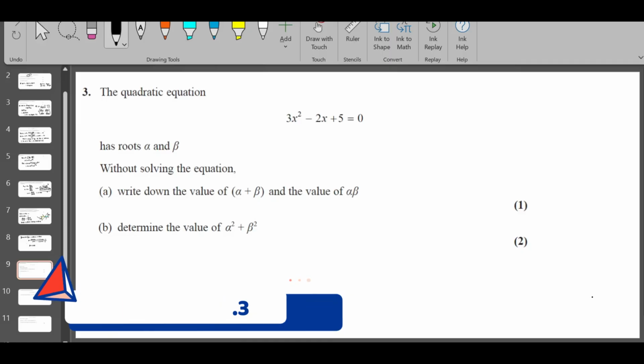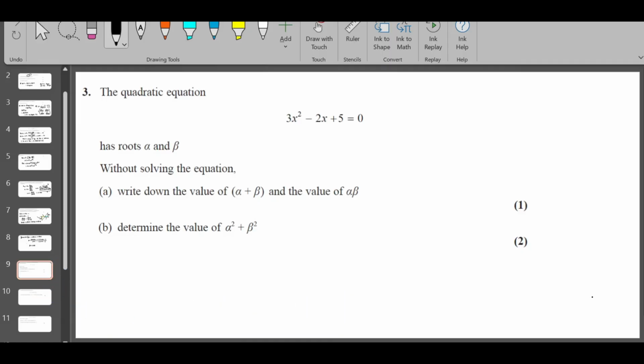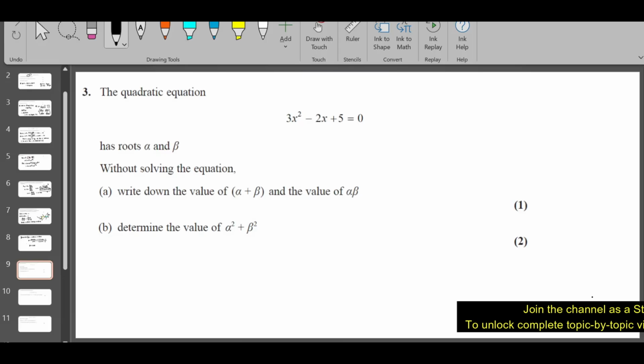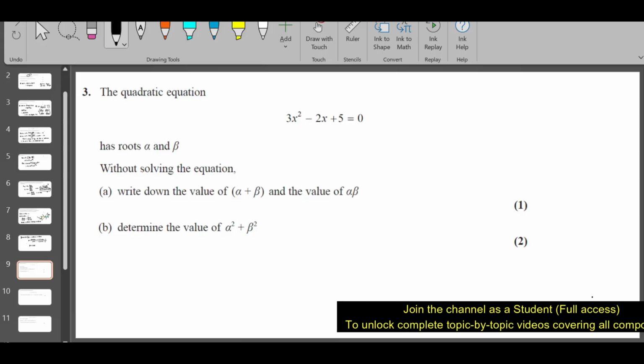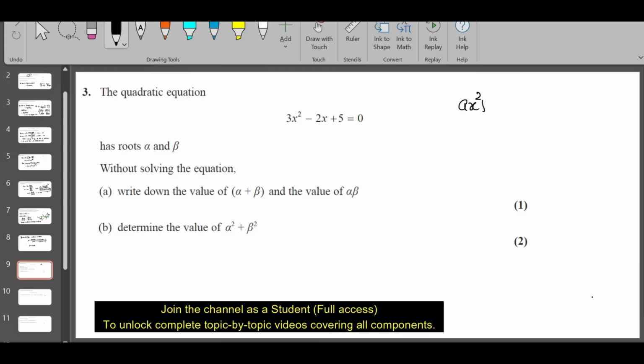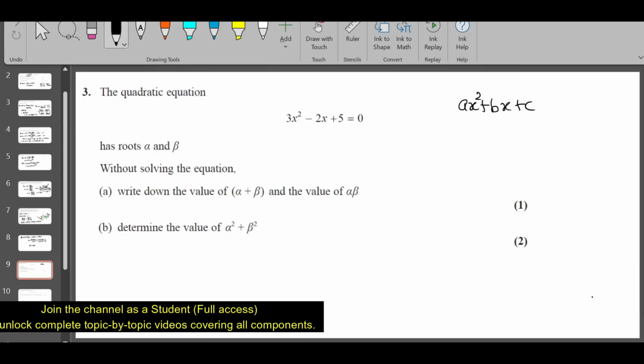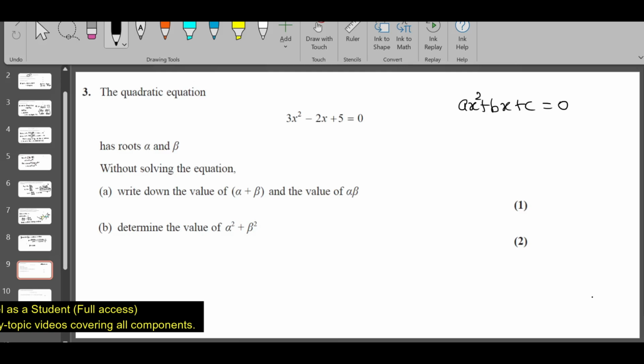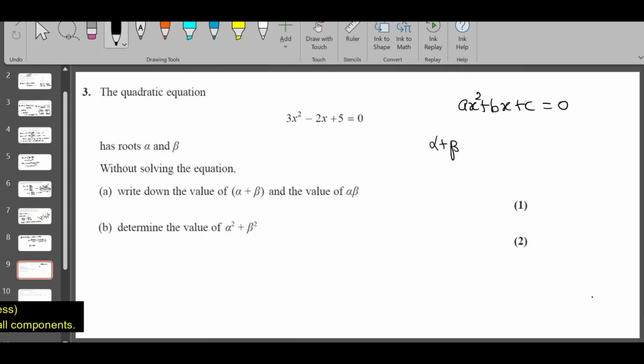Question number 3. The quadratic equation 3x squared minus 2x plus 5 equals 0 has roots alpha and beta. Without solving the equation, write down the value of alpha plus beta and alpha times beta. Always remember this: when you have a quadratic equation in this form and it has two roots alpha and beta, the sum of the roots will be minus b over a and the product of the roots would be c over a.